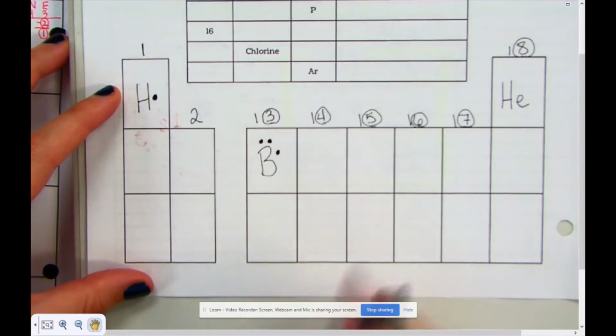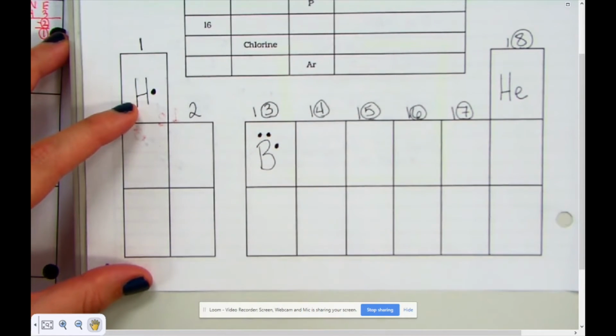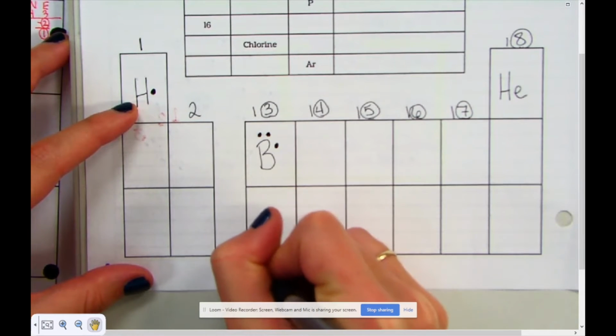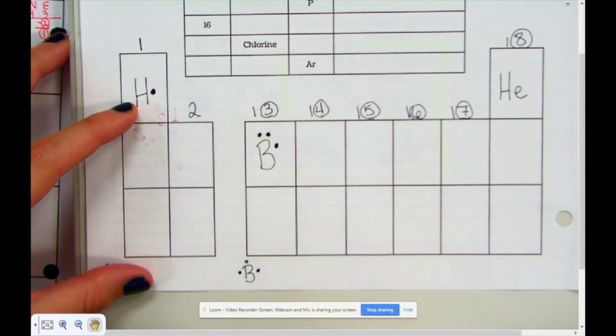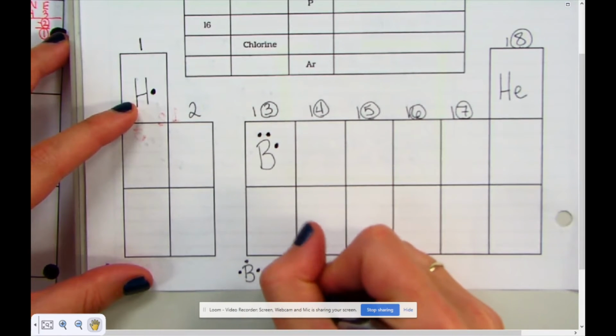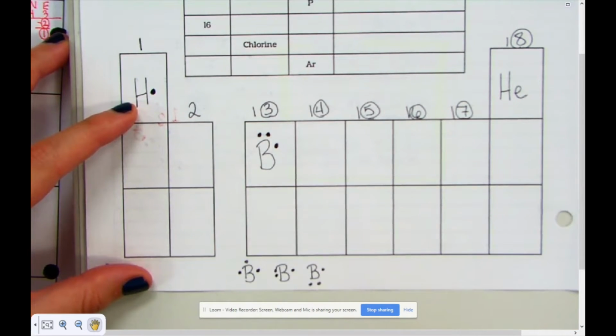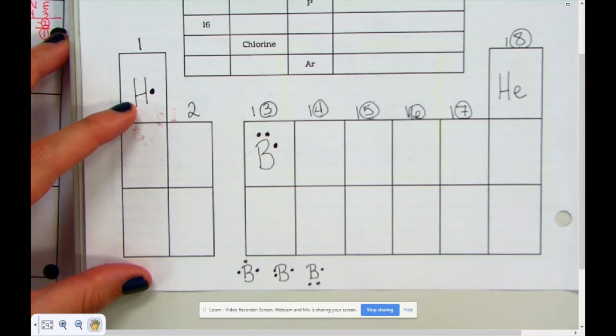Now I want to show you guys something. So I'm going to draw a little bit down here. If I would have drawn boron's Lewis dot structure like this, that's totally fine. I could have drawn it like this. I could have drawn it like this. All of these are correct. So how you orient the electrons doesn't matter as long as you follow the rules.